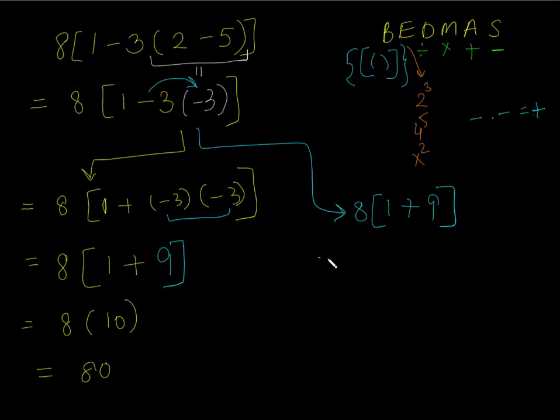And again, then we have the same situation. 8 times 1 plus 9 is 10. 8 times 10 is 80.